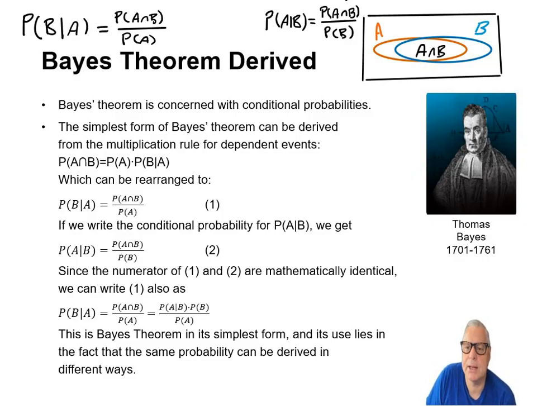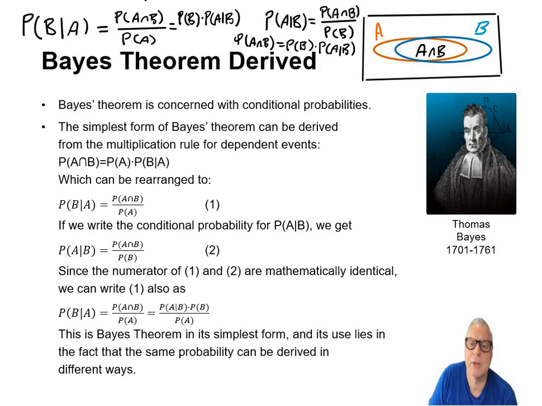Now we can rewrite the probability of A and B as the probability of B times the probability of A given B. And this we just insert into the probability of B given A. And then we get Bayes' theorem, which says this is the probability of B times the probability of A given B over the probability of A. So with the help of a Venn diagram, it can be relatively easily derived.